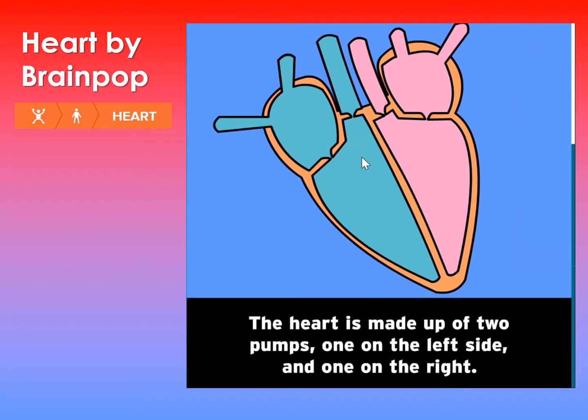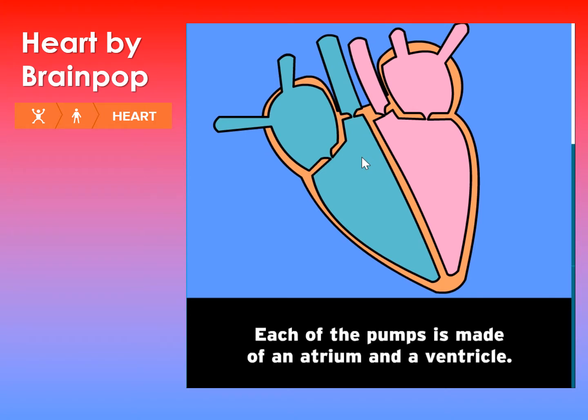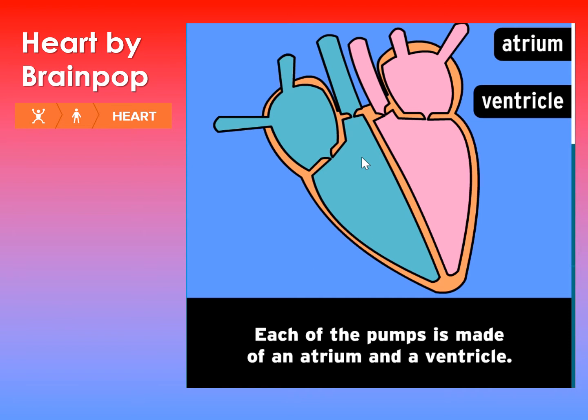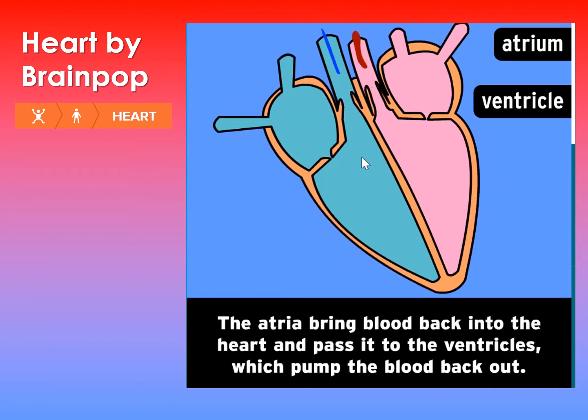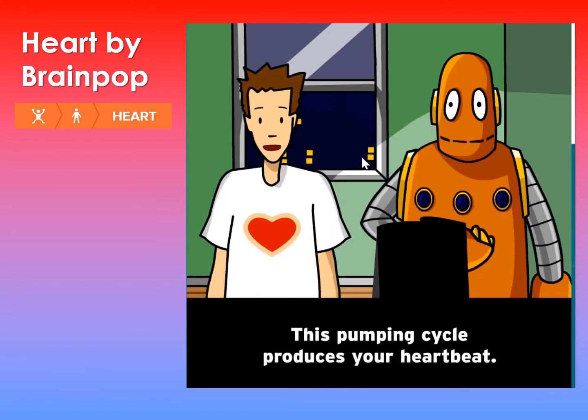The heart is made up of two pumps, one on the left side and one on the right. Each of the pumps is made of an atrium and a ventricle. The atria bring blood back into the heart and pass it to the ventricles, which pump the blood back out. This pumping cycle produces your heartbeat.